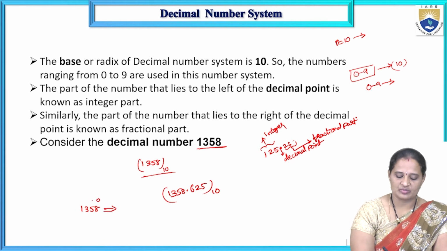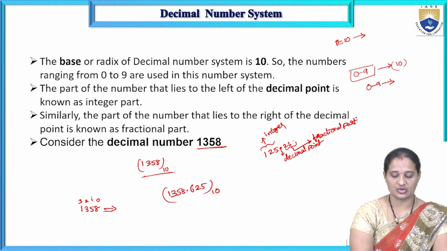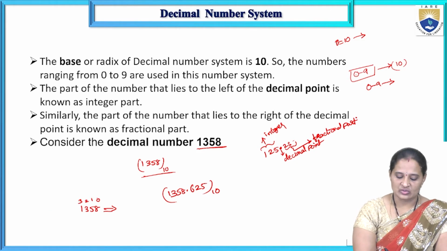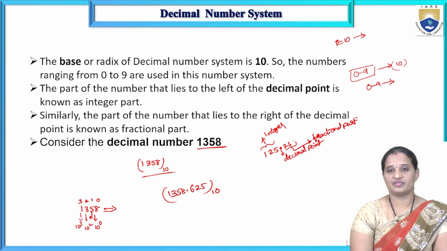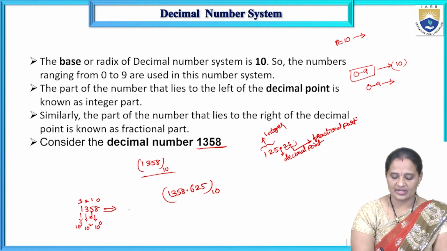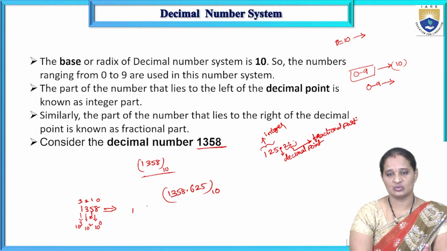This is in the 0th position, then 1, 2, 3. Always the position starts from 0 up to R minus 1. So the positional weight of this one is 10 power 0, this is 10 power 1, this is 10 power 2, and this is 10 power 3. So how can I write this one? These are all the things that you have learned at school level.